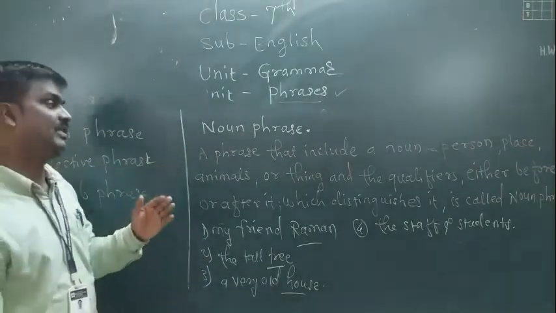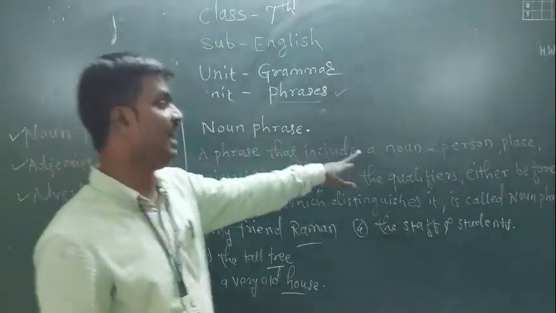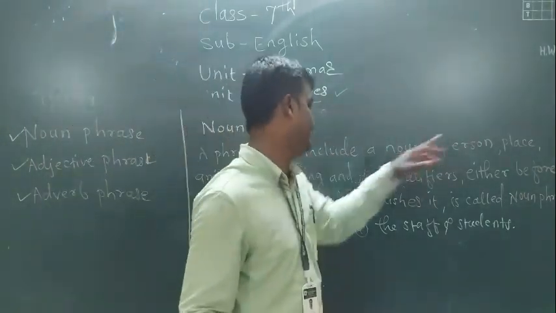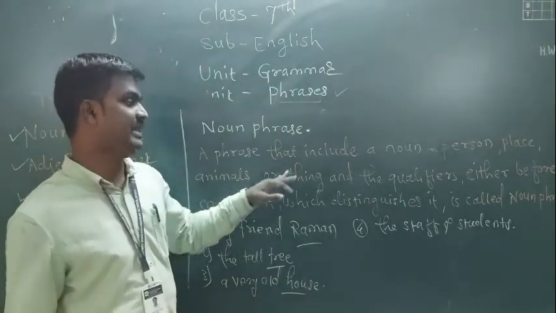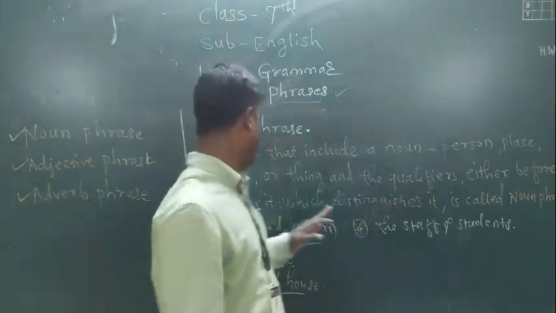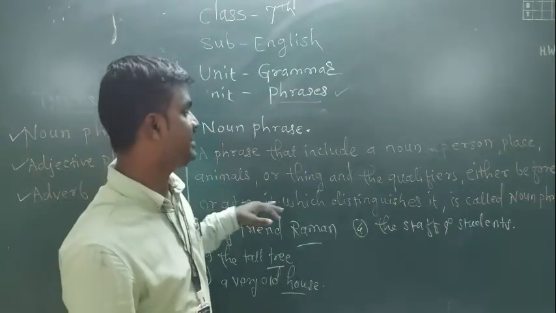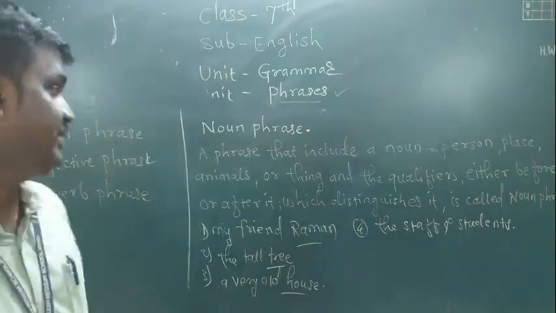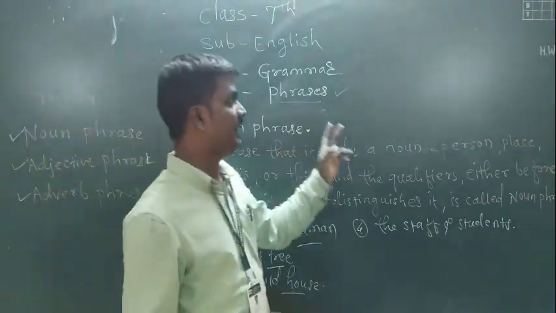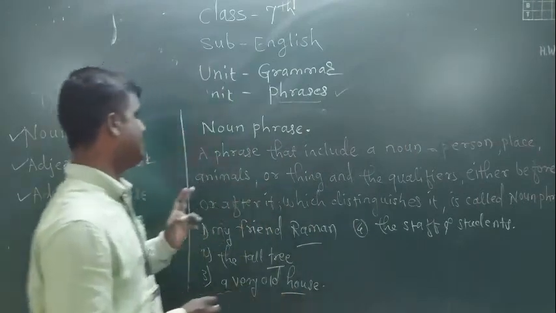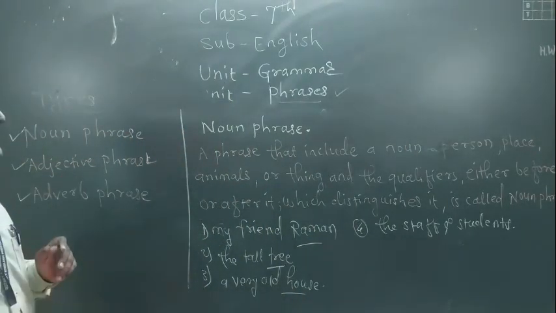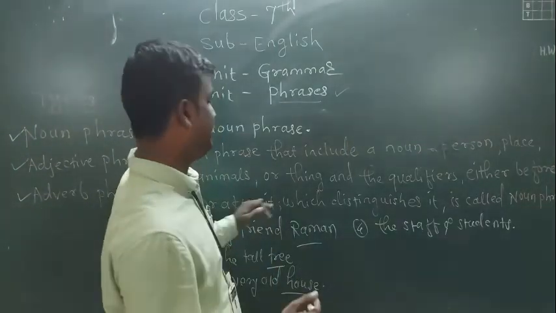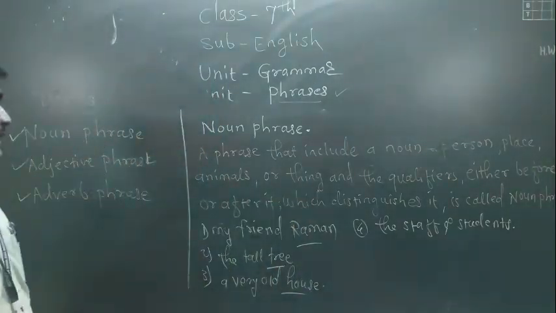What is meant by a noun phrase? A phrase that includes a noun, that is a person, place, animal or thing, and the qualifiers either before or after it which distinguish it, is called a noun phrase. Noun phrase means a phrase that includes a noun and the qualifiers either before or after it, which distinguish it.